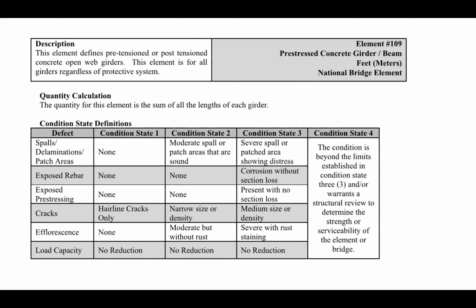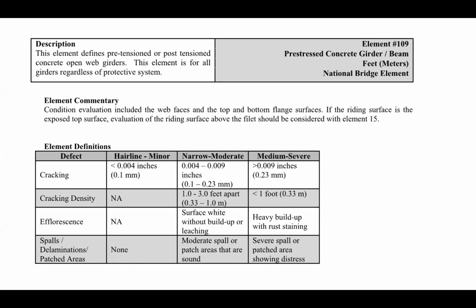But basically, each one of these elements that we're looking at gets these condition states, and they are quantified. That is, if you find a certain length of beam has state 1, you document that. If a certain length of beam has state 2, you document that. So you have a nice inventory of what condition each part of the beams are in. To go along with this, also straight out of the guide, they help you define, for cracking, crack density, efflorescence, spalling, delamination, patches, and so forth, what is hairline and minor, what is narrow and moderate, and what is medium and severe. So we're using these words correctly all the way from hairline to severe in order to better quantify or qualify the conditions that we're seeing.